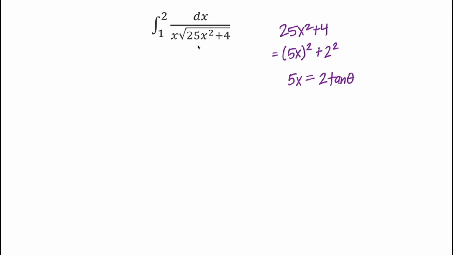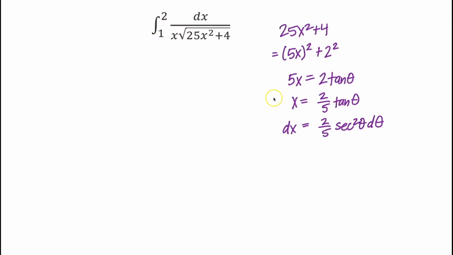Well, let's go ahead and divide by 5. So x is 2/5 tangent theta. And then dx is 2/5 secant squared theta d theta. Now we have all the pieces to replace the integrand and the differential, the x squared, the dx, but the limits of integration are still x values.